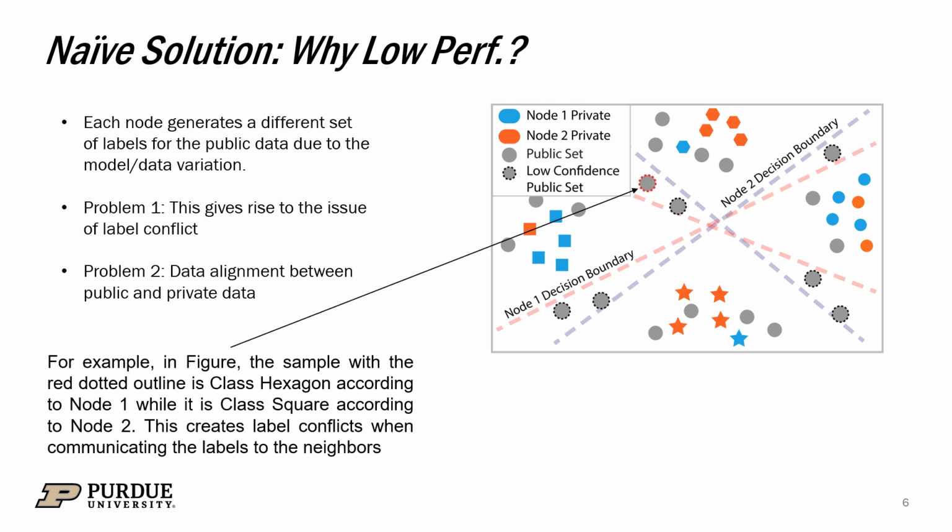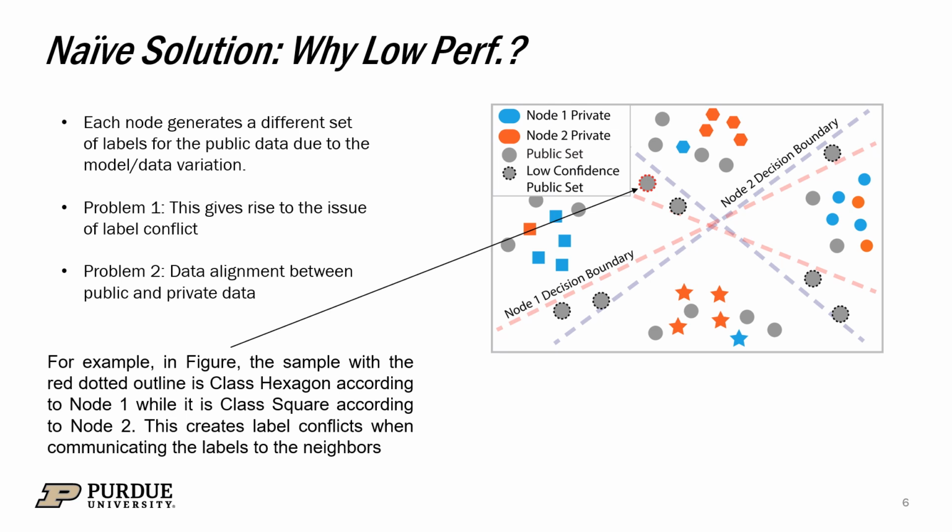Let's say we have two different nodes. Consider node 1 and node 2 in the image. And let's say the sample is very close to the decision boundary. So one node, in this case node 1, may label it as class hexagon, but node 2 might call it plus square. So the same image has conflicting labels from its neighbors. So we need a way to handle this.